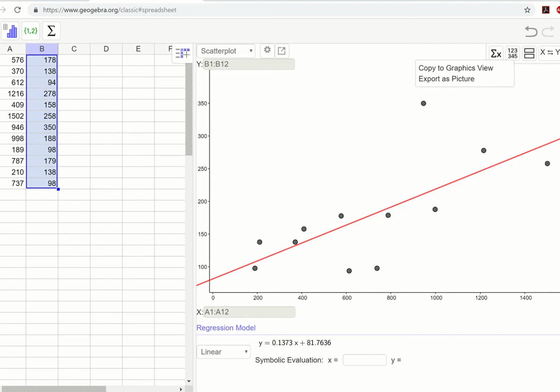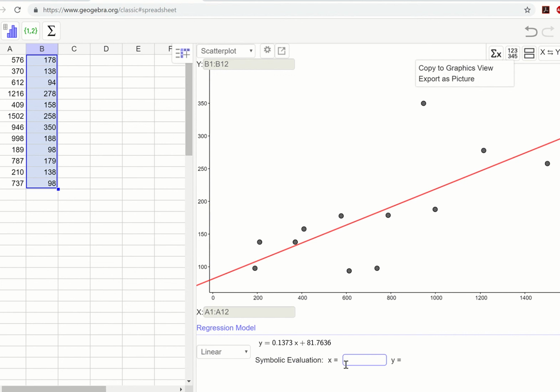In GeoGebra, at the bottom here, you can see this wording for symbolic evaluation. What this is saying is plug in a value for X, and it's going to plug it into this equation for the line, but it's going to use the most accurate form of this equation for the line. If nothing was rounded, what would be our output?